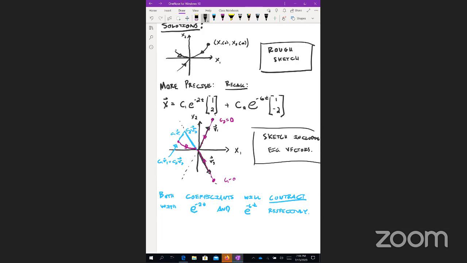But we don't do that at the same speed, right? We contract the vector along v1 at a rate of e to the minus 2t, and we contract along v2 at a rate of e to the minus 6t. So basically, we're going to be contracting the v2 direction significantly faster than we're going to be contracting the v1 direction. And so that would seem to imply that we have a lower bow as opposed to the upper bow, which would seem to imply that we're contracting v1 faster than we're contracting v2.